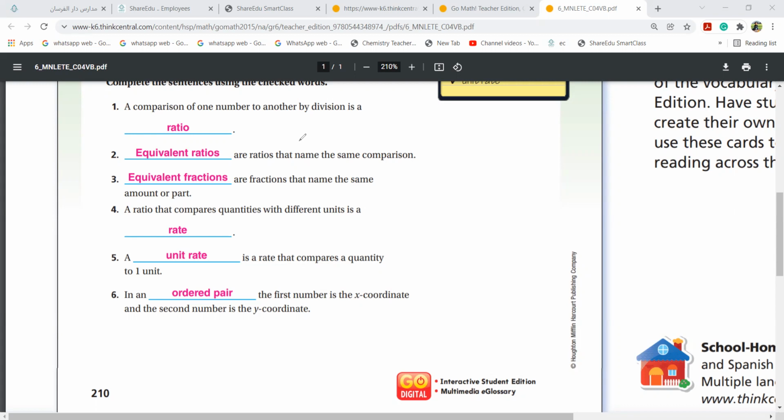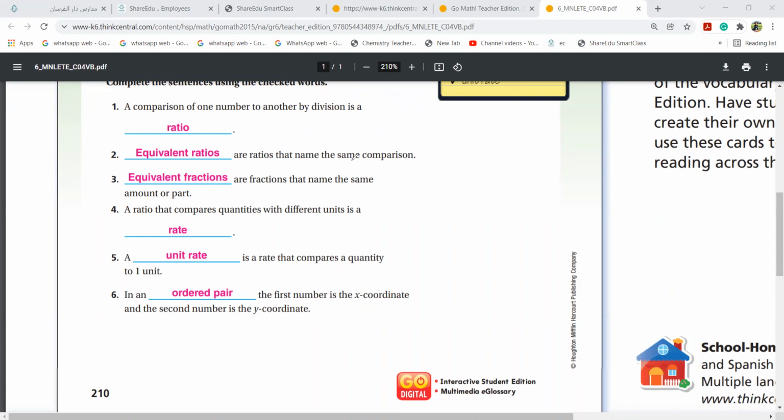This is like a scoring page for you all, a comparison of one number to another number by division. For example, when you compare two numbers by division, it's 2 over 3 or 2 is to 3. You remember 2 to 3? You remember these words? Yeah. These all are called ratios.